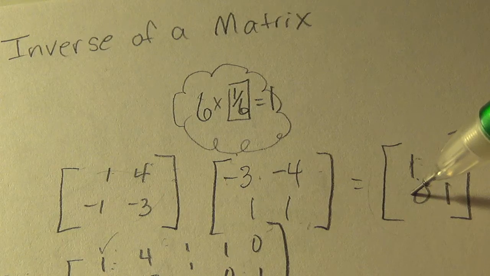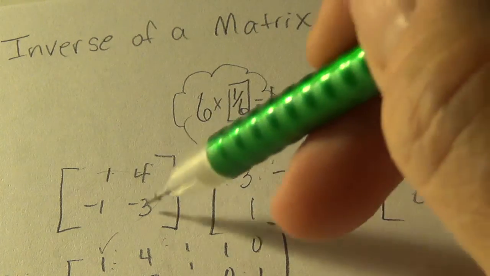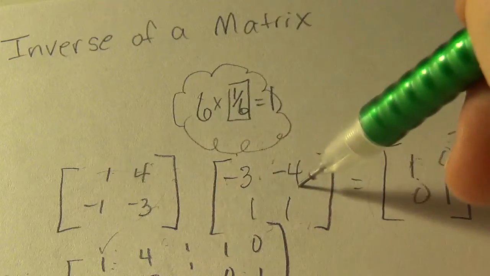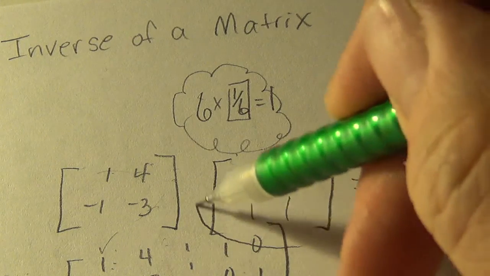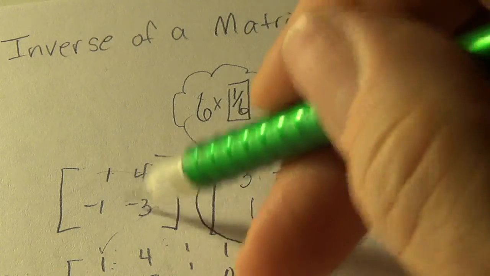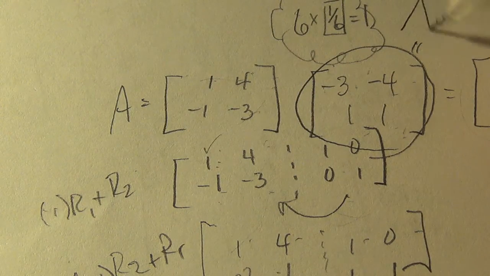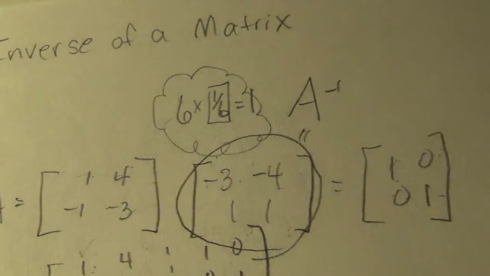Second row, first column, 3 minus 3. Good. And second row, second column, 4 minus 3. Alright, it worked. So we have the inverse of this matrix. So if we call this matrix A, we would call this matrix A inverse. And we rewrite it with A to the minus 1.